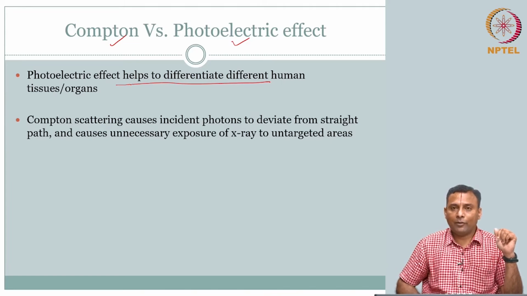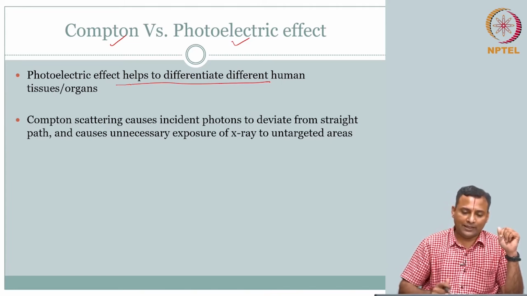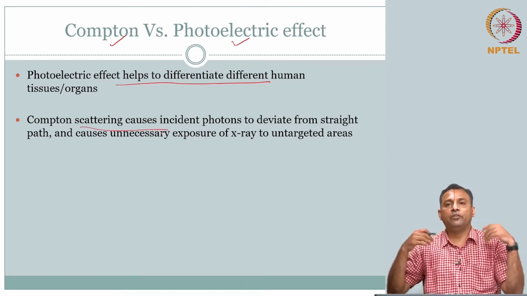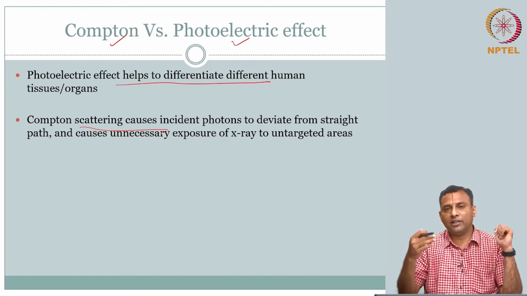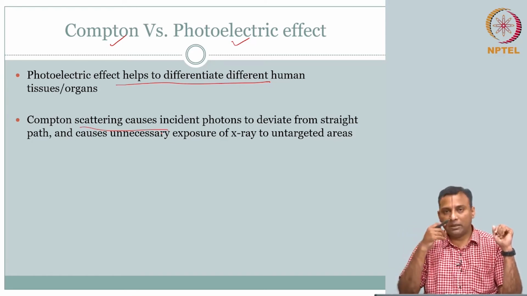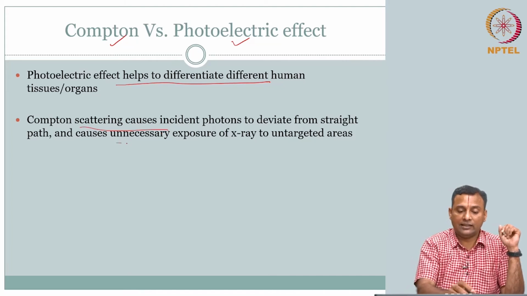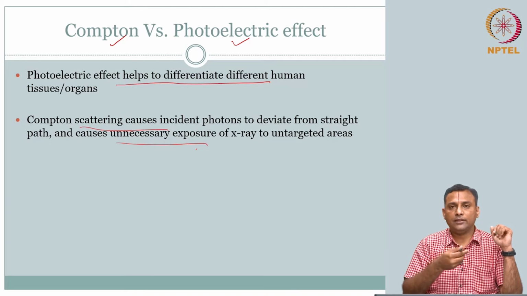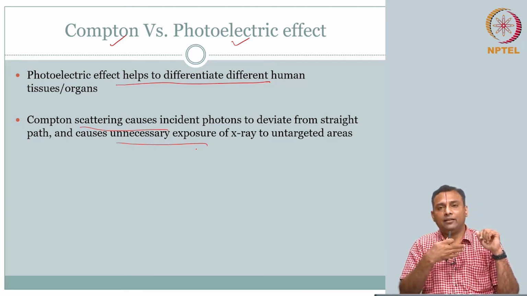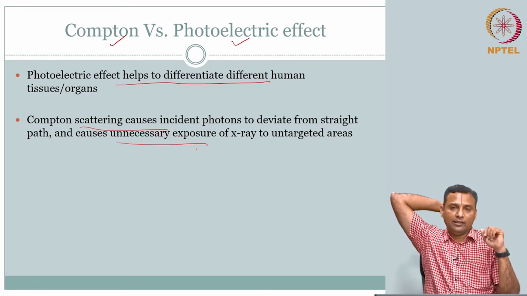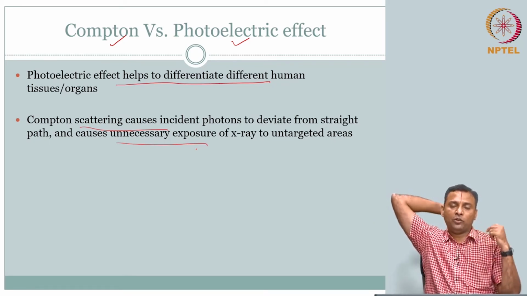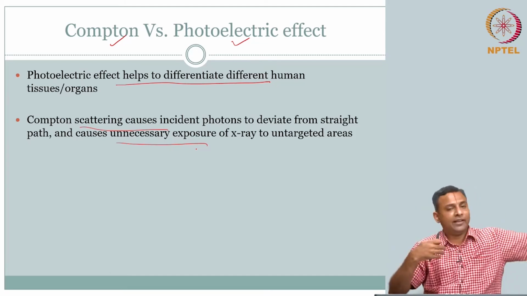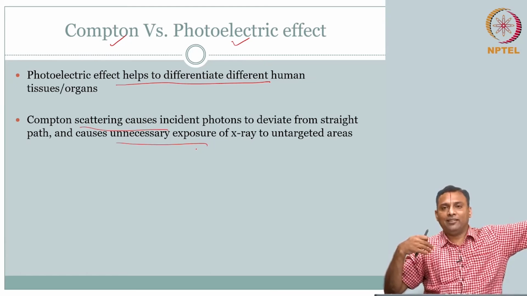Then what about Compton scattering? Compton scattering, as we already talked about, causes the incident photon to go into a different direction. So, it deviates from the straight line path. In some sense, unnecessary exposure will be happening, in the sense that I send the photons, it does Compton scattering. I am thinking I am going to get the photon energy through my body to the other side, whereas it got deflected inside the body, goes all over the body and exits the body from some other angle.